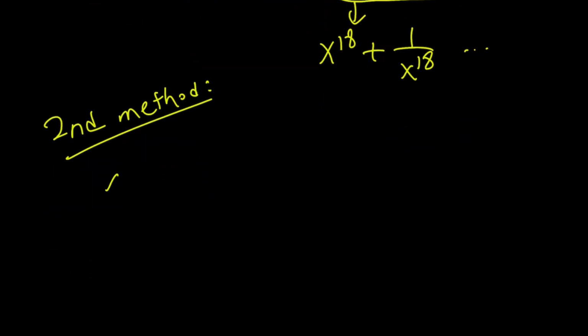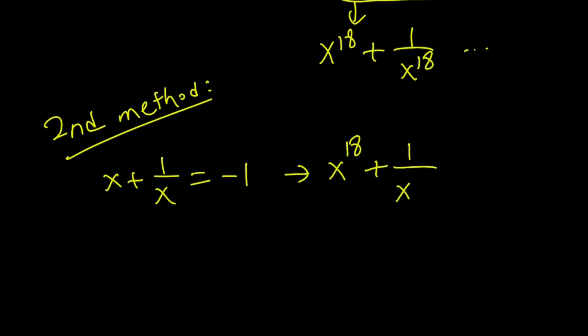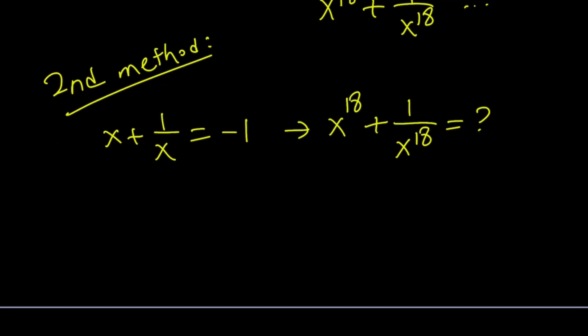So we're given again x plus 1 over x equals -1, and we're trying to evaluate x to the power 18 plus 1 over x to the power 18. Now these kinds of expressions are very common in math competitions and Olympiads. That's why it's important to know these identities or how to work with them. Okay, so here's how my second method works.